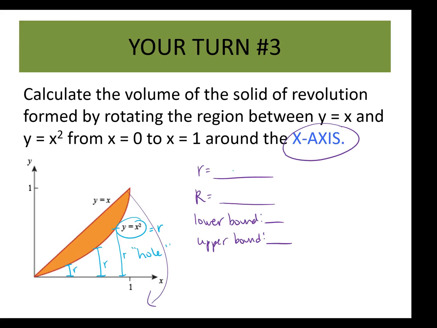Alright, hopefully you saw the little r, which is where the hole is, x squared. And then therefore the bigger R would be just x. Lower bound 0, upper bound 1, so we have the volume is pi from 0 to 1 of x squared minus x squared squared, and that is with dx.